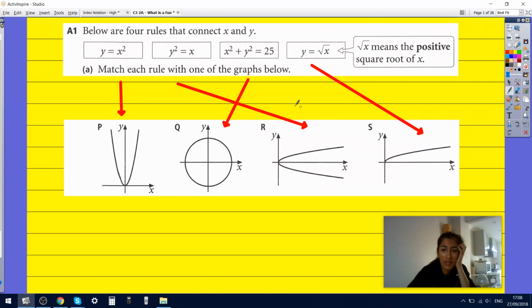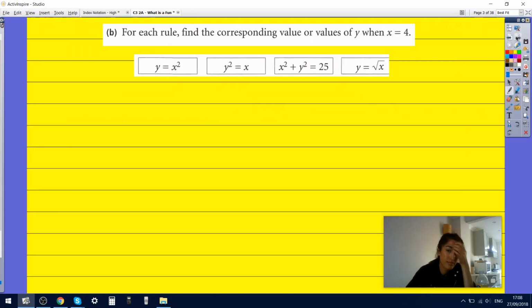Let's see. For p, no, I'll get there. I'll come back to it. I won't skip ahead, sorry. When x is 4, what is y for each of these? y equals 16. y equals 2.